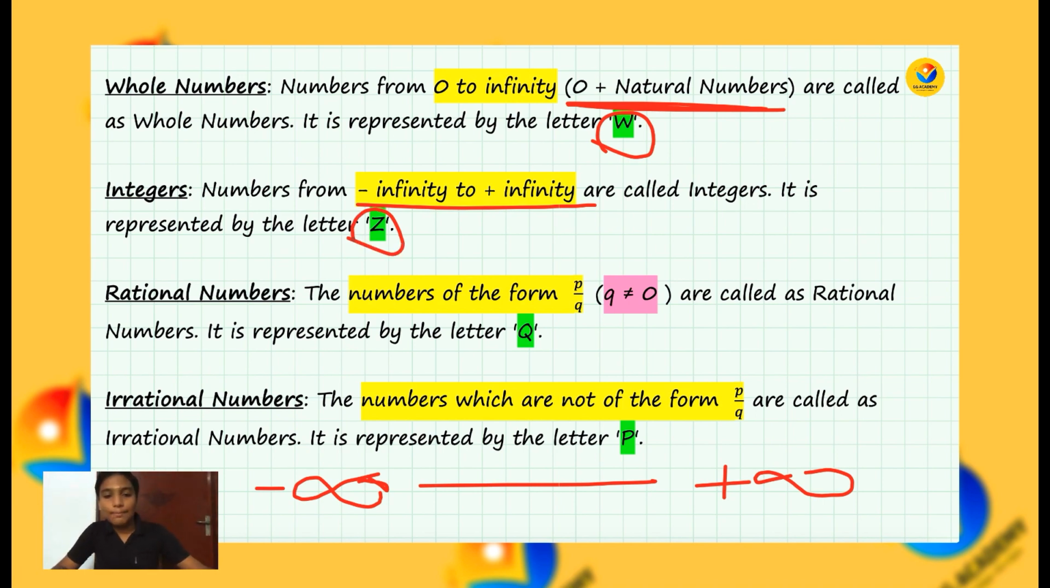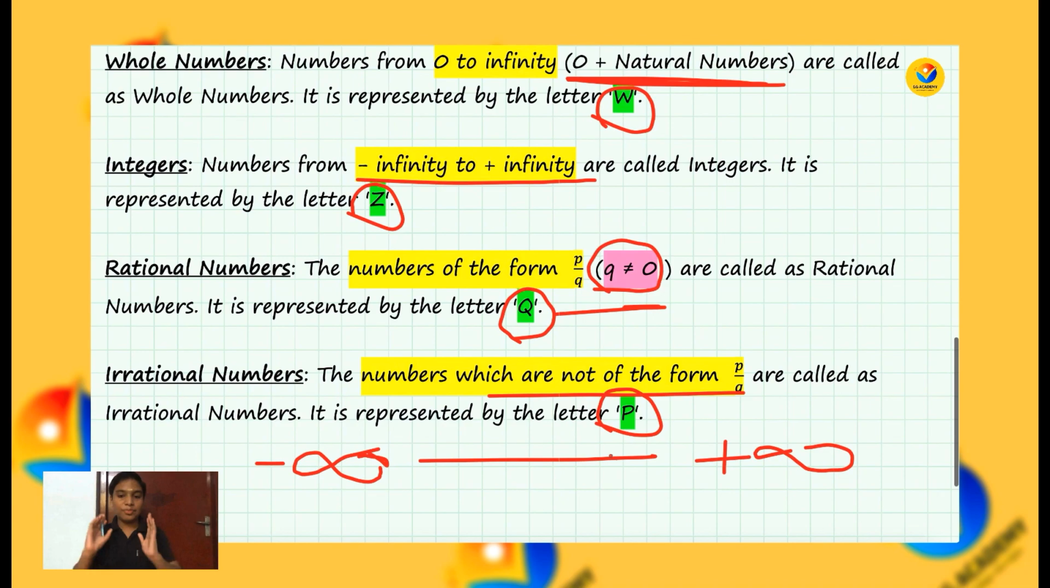And rational numbers means what? The numbers of the form p by q, where q is not equal to 0. This condition is very important. If you are not writing q is not equal to 0, then the definition or the meaning will totally change. So they are called rational numbers, and they are represented by the letter Q. Why? Because rational numbers, when dividing, give some quotient. Quotient, first letter Q. So rational numbers are represented by the letter Q. And numbers not of the form p by q are called irrational numbers, and they are represented by the letter P. You have to understand this.